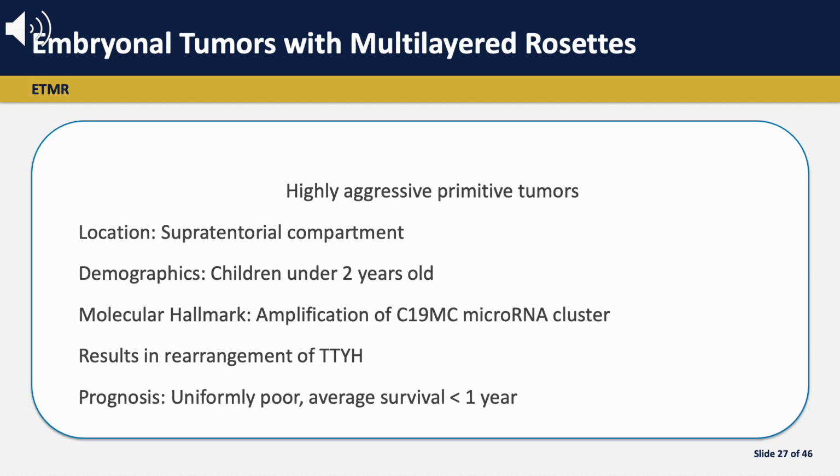Embryonal tumors with multi-layered rosettes are highly aggressive primitive tumors that usually occur in the supratentorial compartment in children under 2 years old. They are defined by the amplification of a microRNA cluster on chromosome 19, designated C19MC, which usually results in the rearrangement of TTYH. The prognosis of embryonal tumors with multi-layered rosettes is uniformly poor irrespective of growth pattern, with an average survival time of less than 1 year.